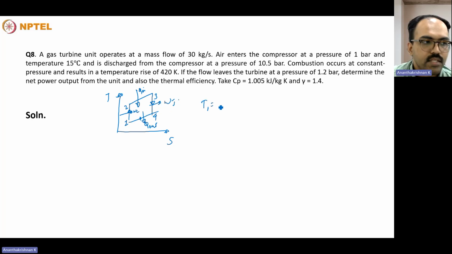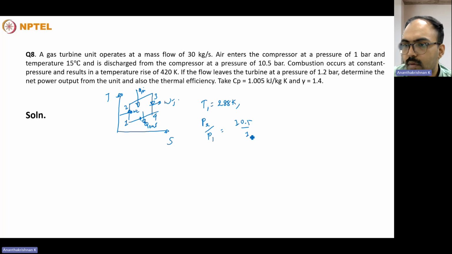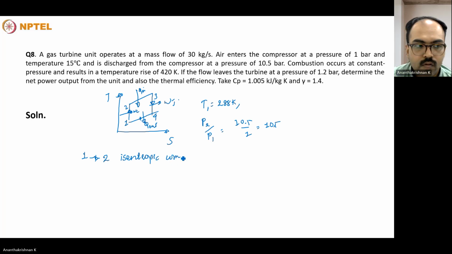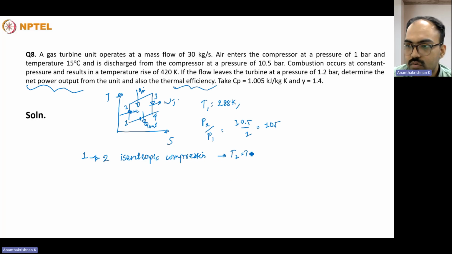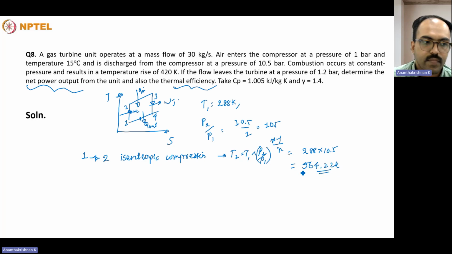So given the inlet temperature is 288 Kelvin, and the pressure ratio P2 by P1 is 10.5. So 1 to 2 is an isentropic compression process. At the end, we have to determine the net power output from the cycle as well as the thermal efficiency, just like the previous case. So here T2 is equal to T1 into P2 by P1 raised to gamma minus 1 divided by gamma. So that will be 288 into 10.5 raised to that power, which is 564.22 Kelvin.